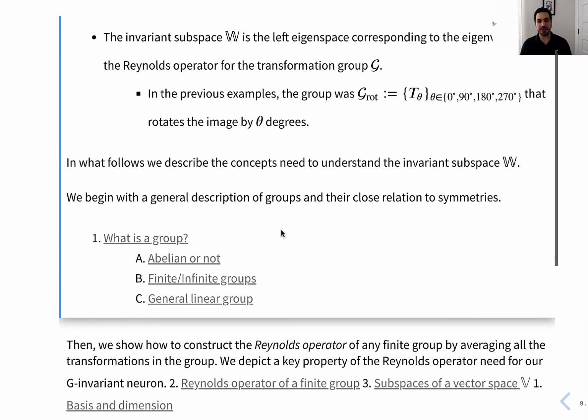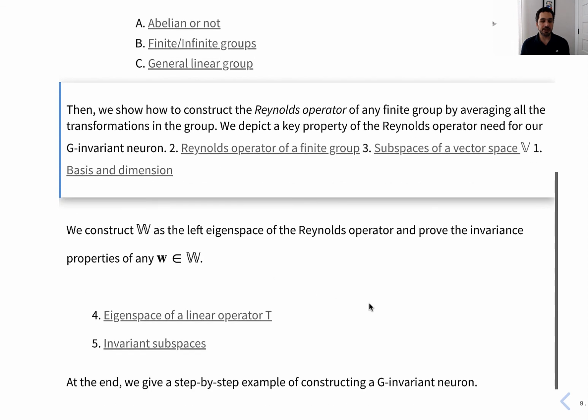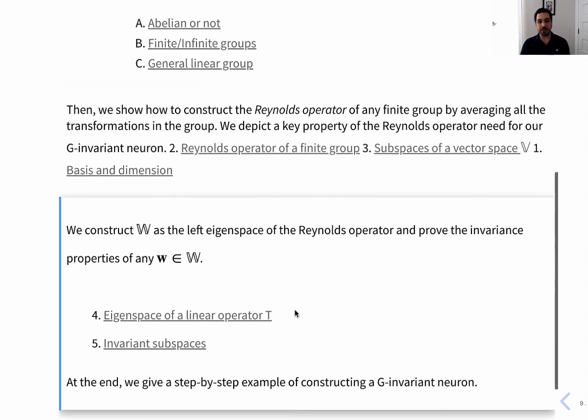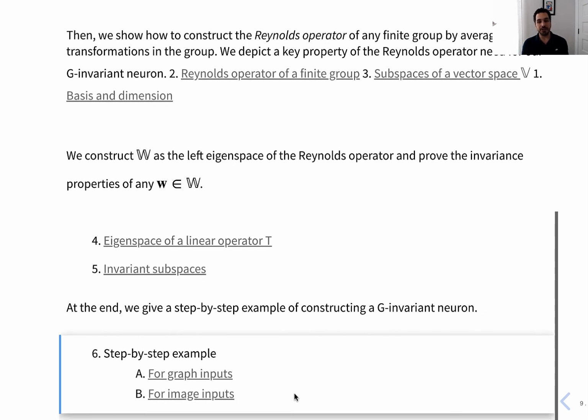First, if you're interested in skipping parts, you can skip parts. We'll talk about what's a group, what's a transformation group. And then we'll talk about the Reynolds operator of a group, subspaces of a vector space, bases and dimensions. Then we talk about the eigenspace of a linear operator and the invariant subspaces. And the linear operator is going to be our Reynolds operator. And finally, we finish with step-by-step examples with Python code showing how we apply G-invariant neural networks to graph inputs and image inputs.